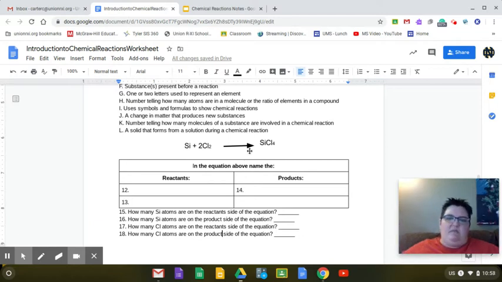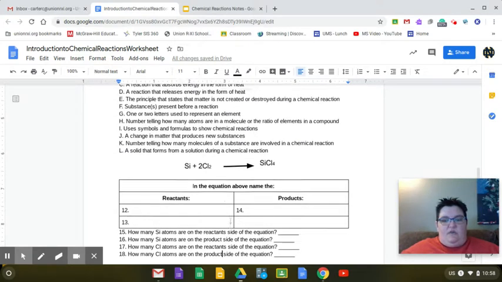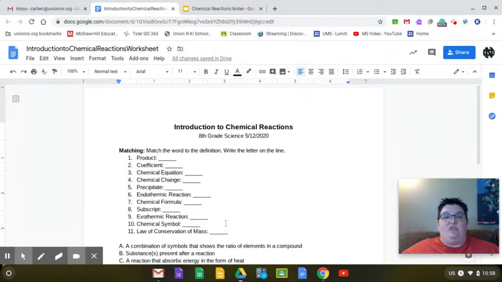There should be the same amount of Sis on the reactant side as there are Sis on the product side. Same amount of Cls as there are on this side. Okay, if there are, it's balanced. We're done. We're good. If it's not, down the road, there's going to be an extra step. Not today, not Thursday, in the future. Okay, so that is your assignment for today. Pretty self-explanatory as far as if you look at your notes. Okay, big thing today is going to be, make sure you use those notes.